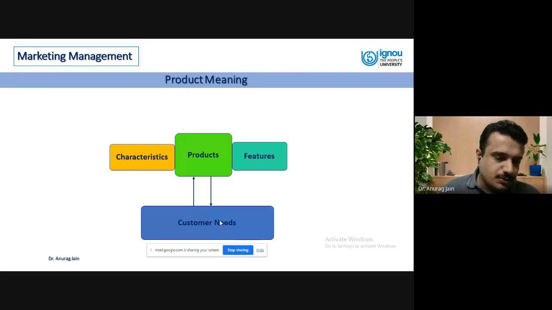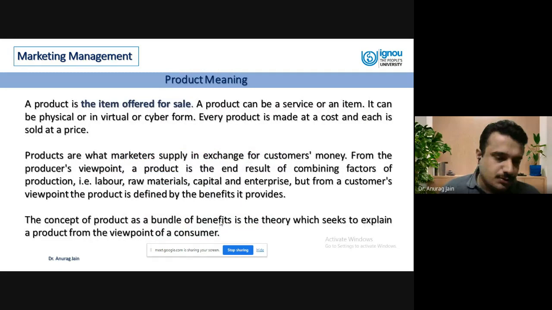So let me quickly share the meaning of the product which you possibly find in some books or internet sources. A product is the item offered for sale, which has been mentioned by a few of you. A product can be a service or an item. That is also the response which many of you shared. It can be physical, virtual or in a cyber form. Every product is made at a cost and it is sold at a price. That is one important thing which we have to note here. A product always comes at a cost, right?